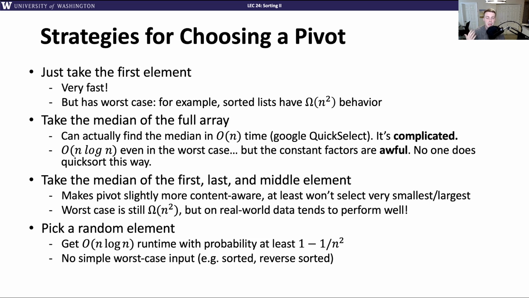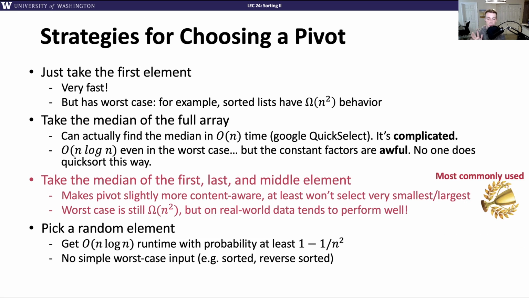Now, worst case, we still might get this n squared, but on real world data, this tends to perform really well. And so we'll actually see that this strategy, the median of 3, is basically the one used in all real world implementations because it works well enough.